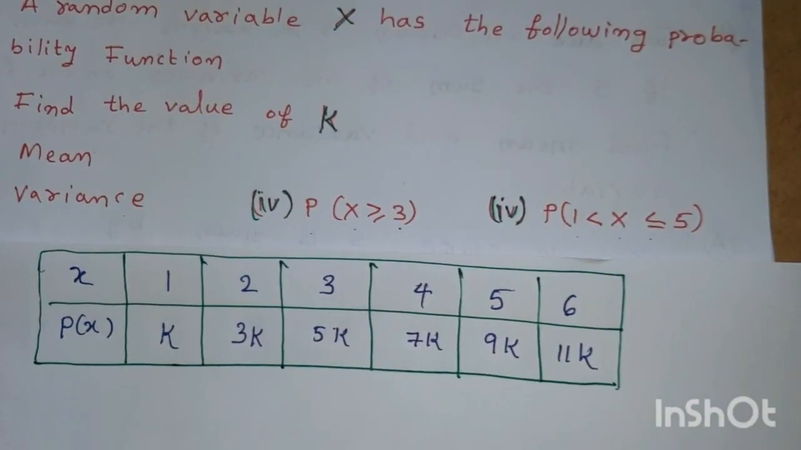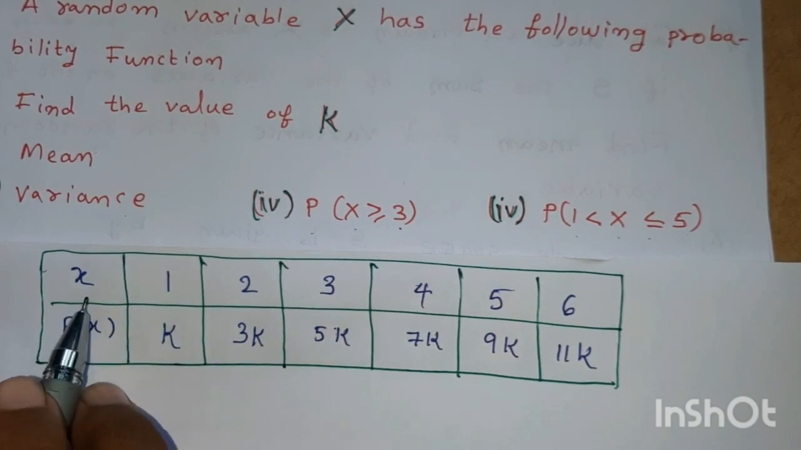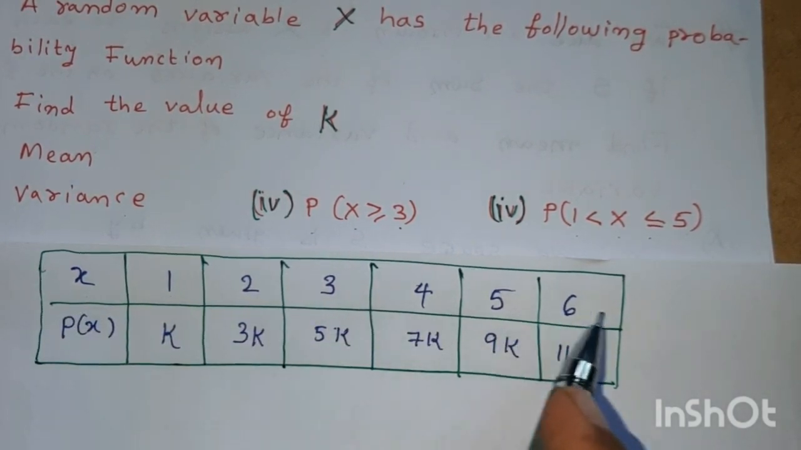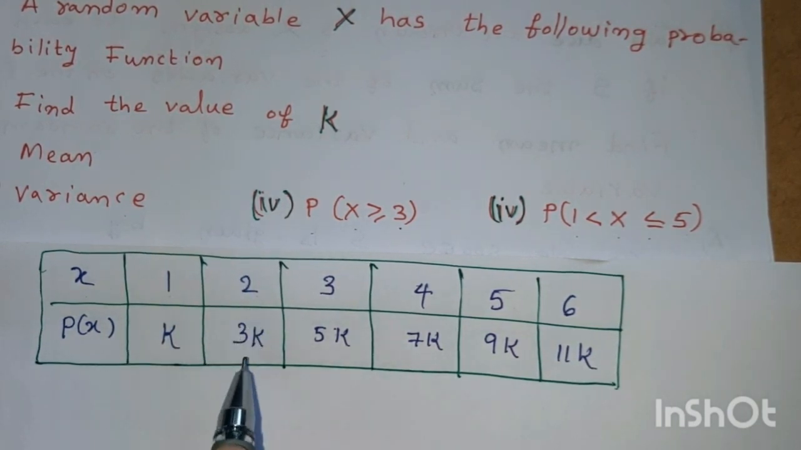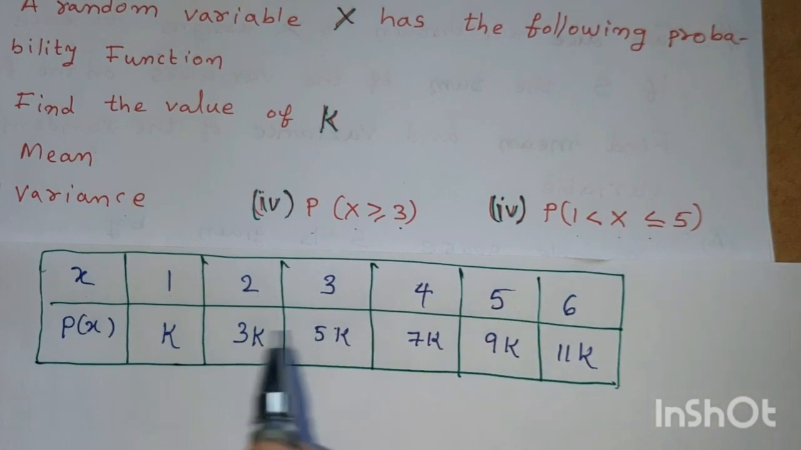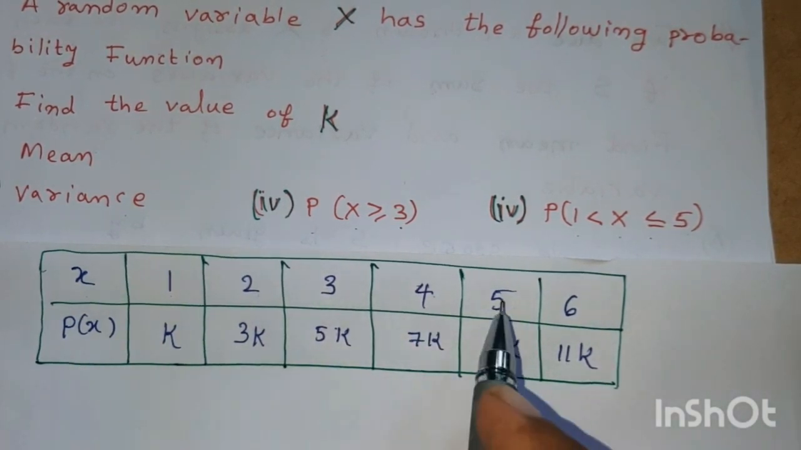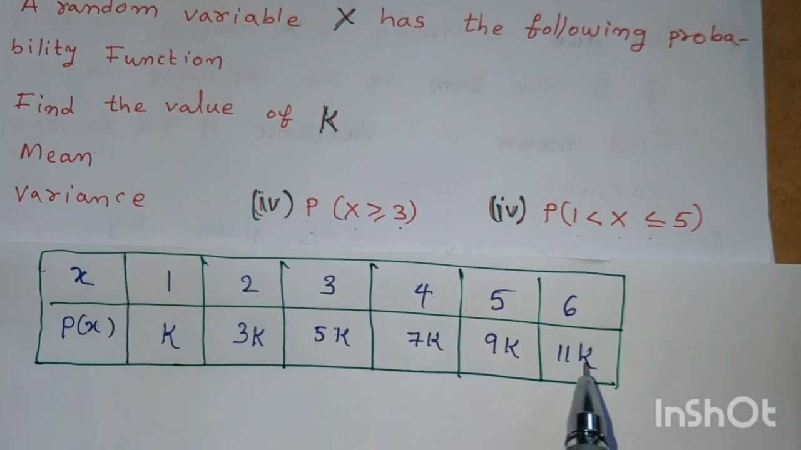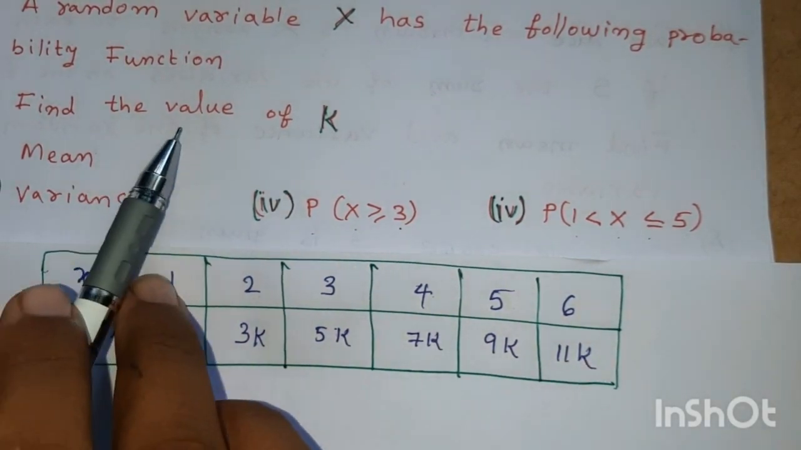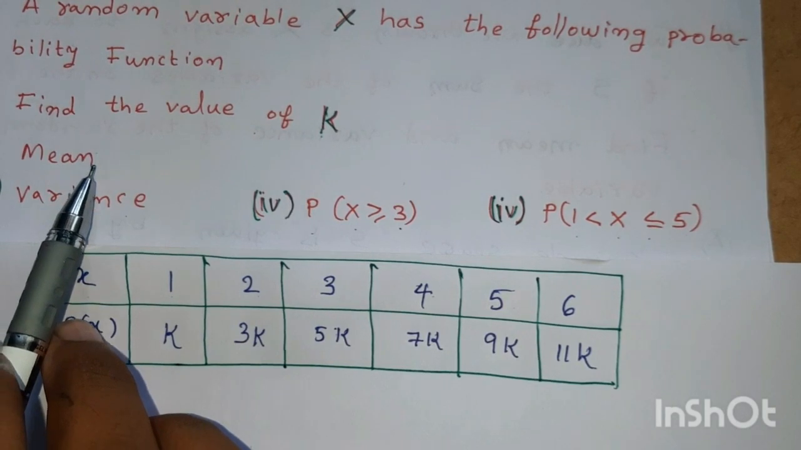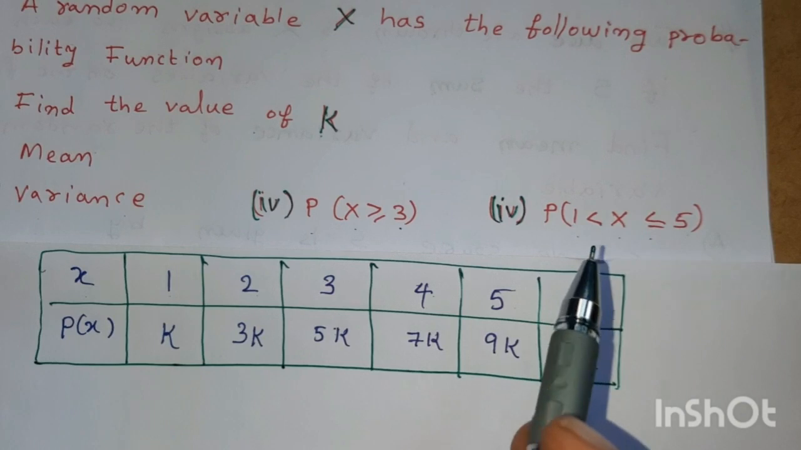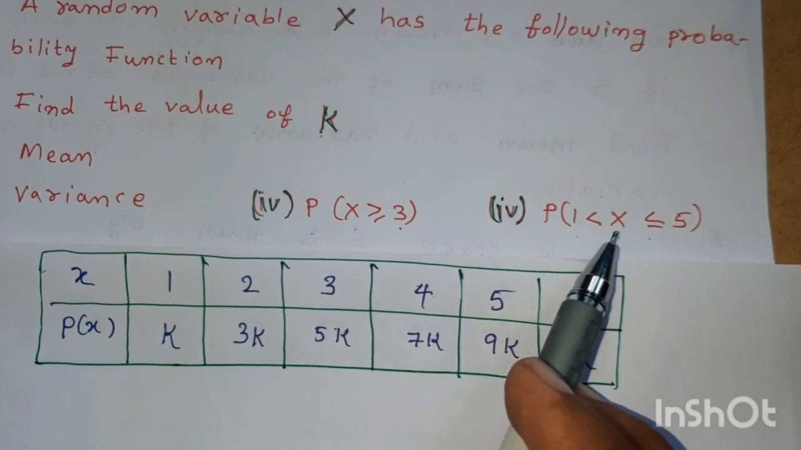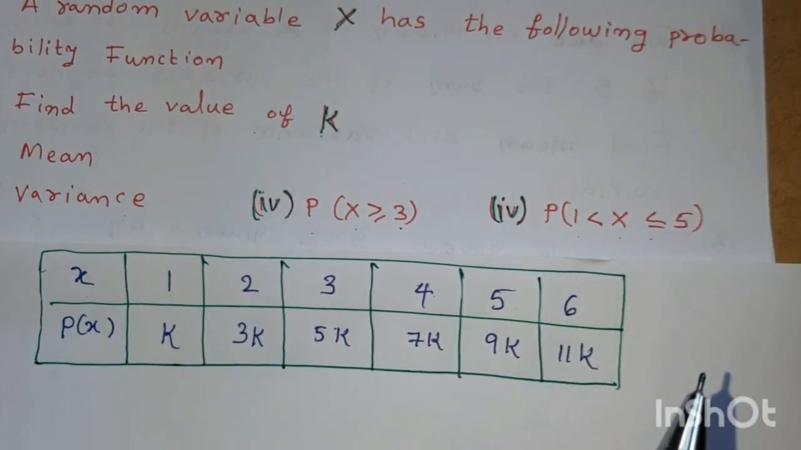The probability distribution table is given as X equal to 1, 2, 3, 4, 5, 6, and probability of X. P of 1 is k, P of 2 is 3k, P of 3 is 5k, P of 4 is 7k, P of 5 is 9k, P of 6 is 11k. Then find the value of k, mean, variance, probability when X is greater than or equal to 3, probability when 1 is strictly less than X is less than or equal to 5. Okay, let us solve this problem.